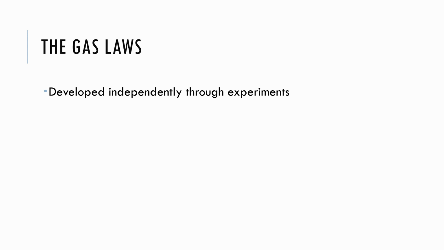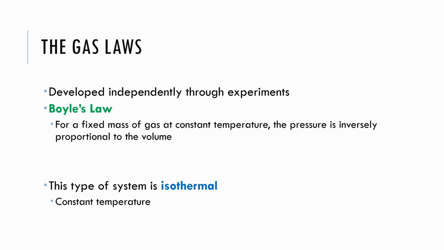These gas laws were developed independently through experiment, and you control everything that you're not looking at, of course. You have one independent variable, one dependent variable, and you want to see how these different macroscopic quantities are related. For example, the first law that you want to be familiar with is called Boyle's law. And this looks at the relationship between pressure and volume. And it turns out pressure was inversely proportional to volume.